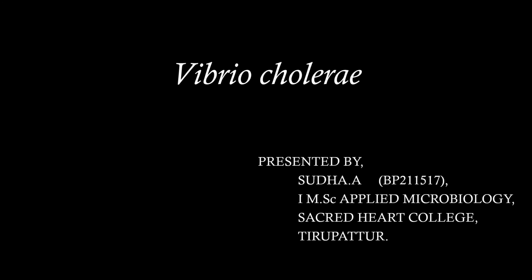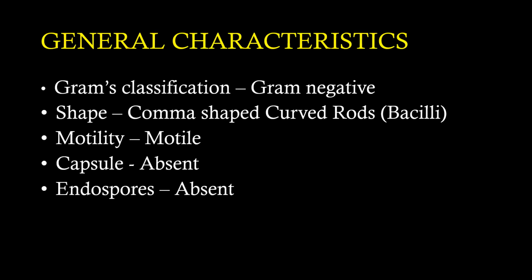My topic is about gram-negative bacteria, Vibrio cholerae. Let's see the general characteristics of Vibrio cholerae. Gram's classification: it shows gram-negative, the shape is comma-shaped curved rods, bacilli, the motility is motile, capsule and endospores are absent in Vibrio cholerae.